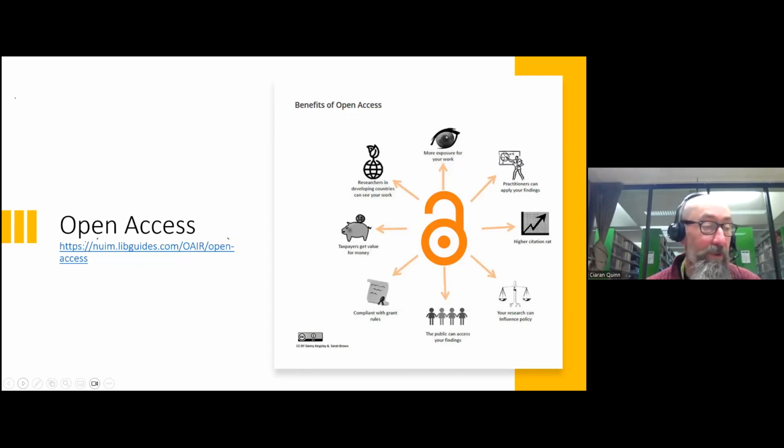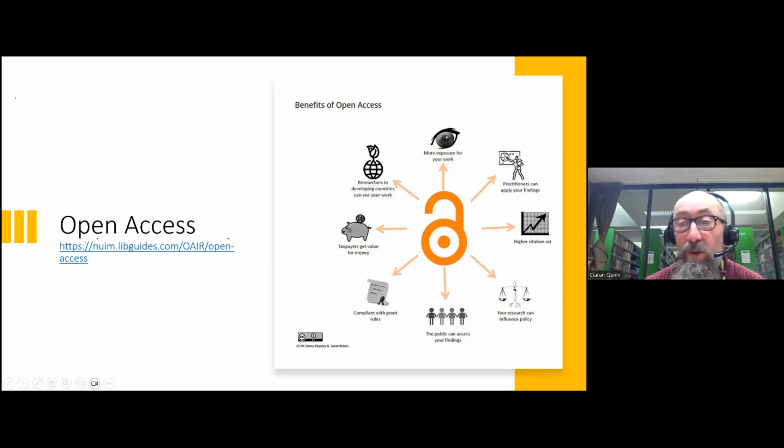And just before I finish, I want to say something about open access. I mentioned it at the beginning, but it's increasingly an area that is generally considered a good thing to do, and there's also pressure from funders to take part in it. So just to point out some of the benefits: more exposure for your work. Obviously, it's open to everybody. Practitioners can apply your findings, particularly when there's increasingly open data available as well.